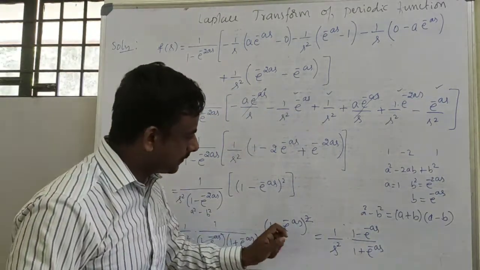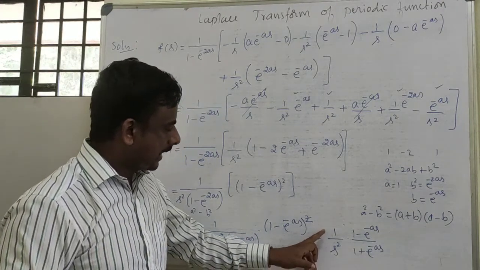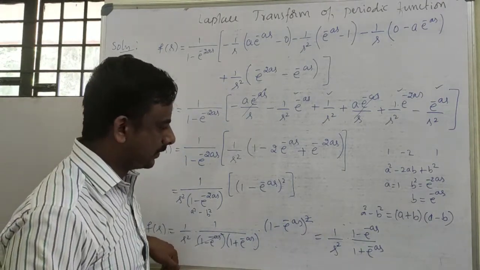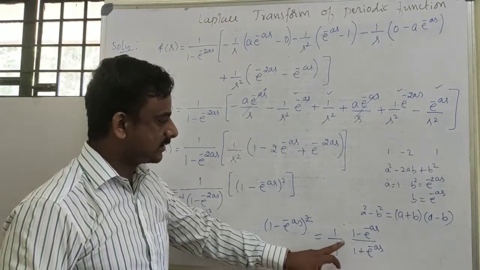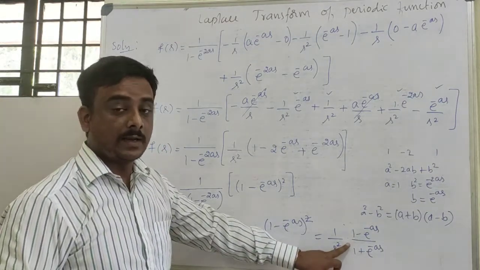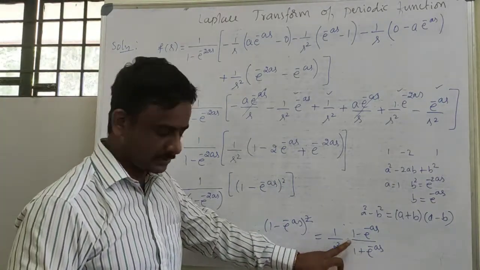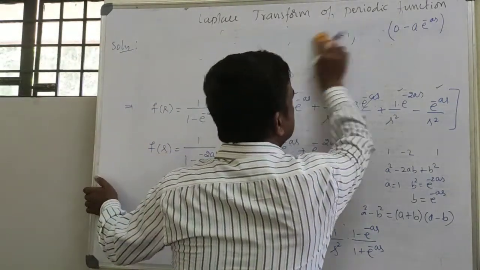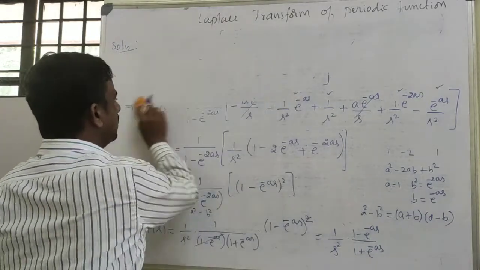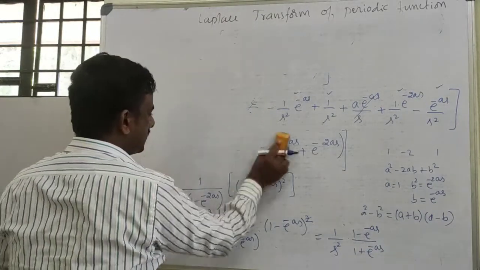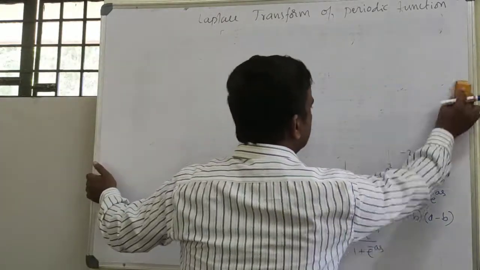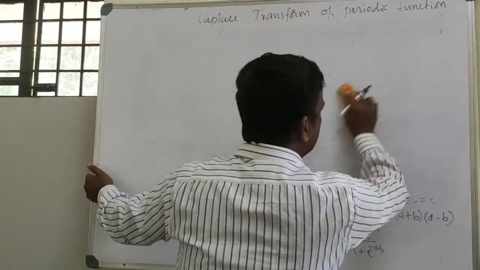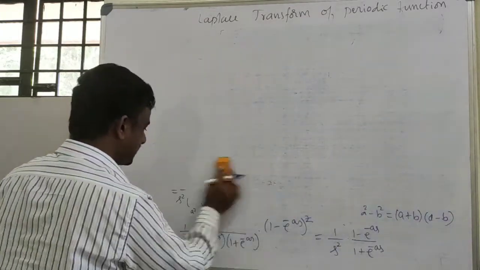Sometimes we will be asked to show that the Laplace transform of f of t equal to 1 by a square times tan hyperbolic of as by 2. So in that case, we have to simplify it further. So how can we simplify it further? To see that, we have to recall some hyperbolic and exponential results.